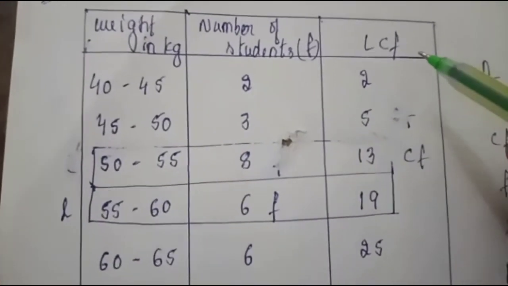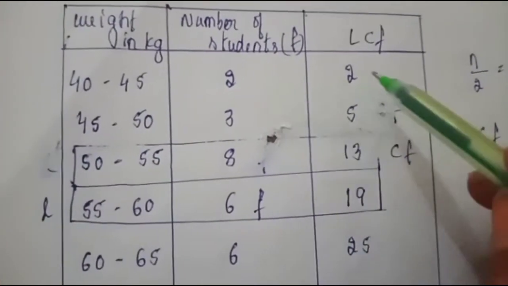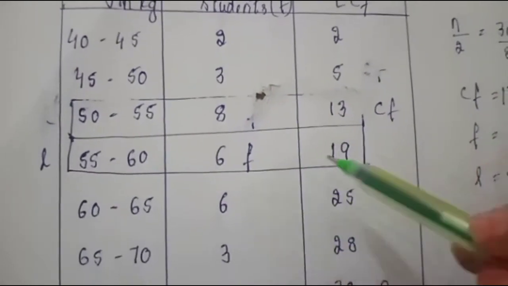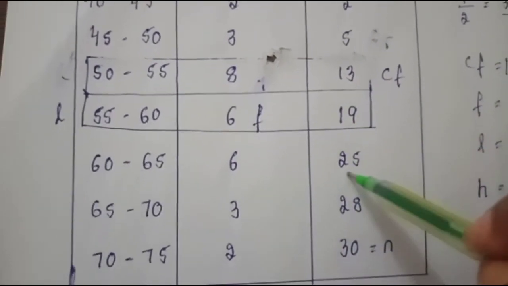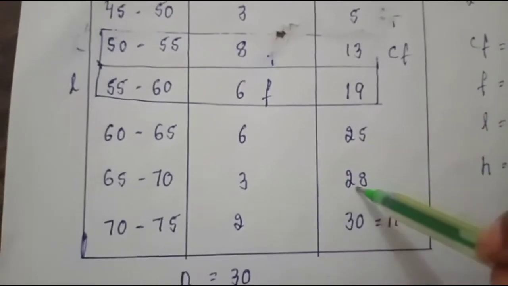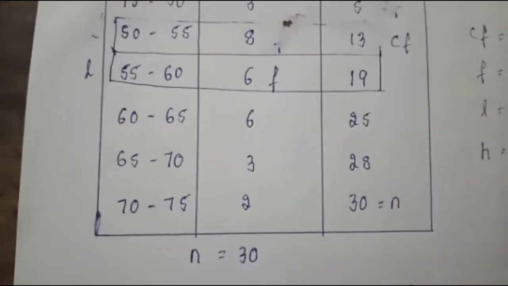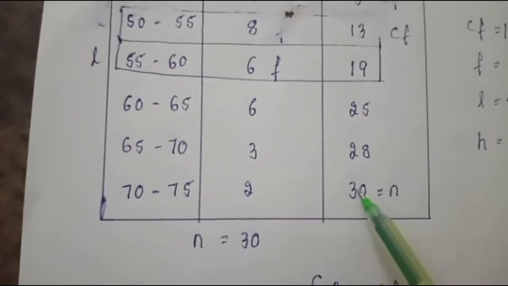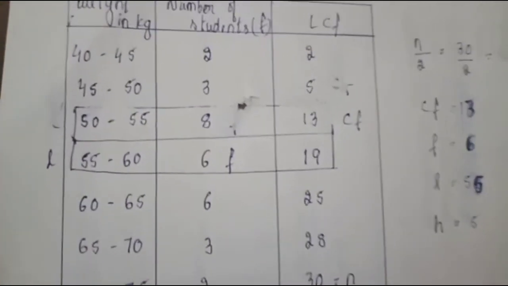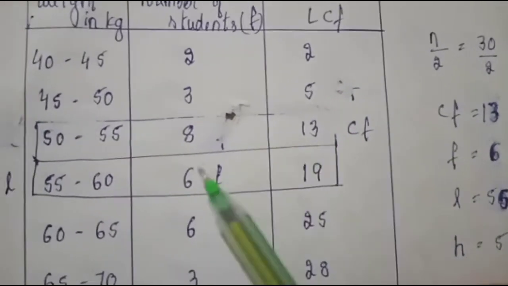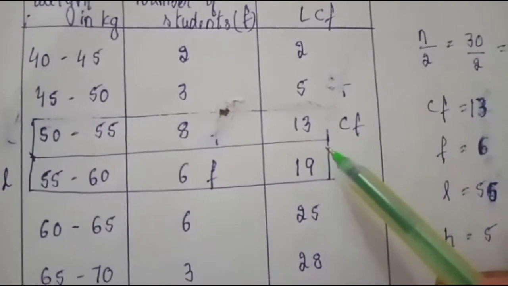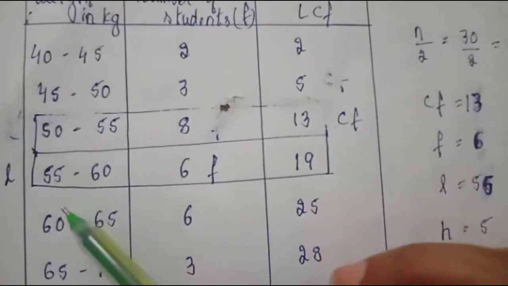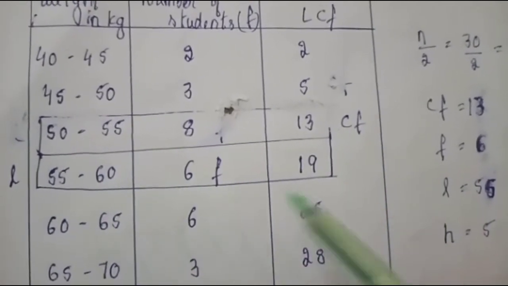Now let us find LCF. The first number as it is 2, 2 plus 3 is 5, 5 plus 8 is 13, 13 plus 6 is 19, 19 plus 6 is 25, 25 plus 3 is 28, 28 plus 2 is 30. And you can see the total number of observations is 30 and here also 30. What is 30 by 2? 15. So the 15th observation lies in 55 to 60. Therefore 55 to 60 becomes the median class.